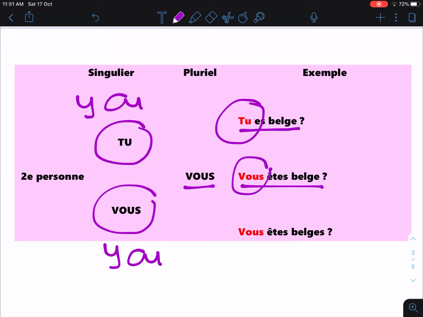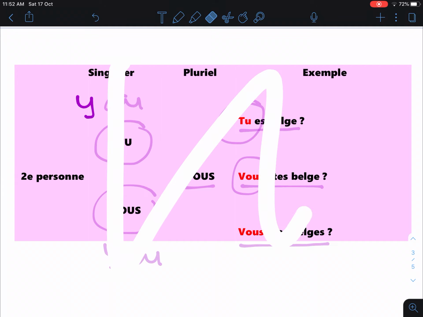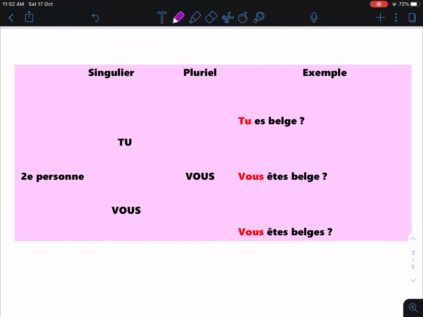Now, let's take for example, you asking a group of people, all of you. So you use this one, vous êtes belge. Are you all of you Belgian? So again, you have tu, which is you in informal context. Next, you have vous. You have two contexts. The first one is you as formal situation, and you all in a plural form. Now, I'm going to repeat these two sentences again.